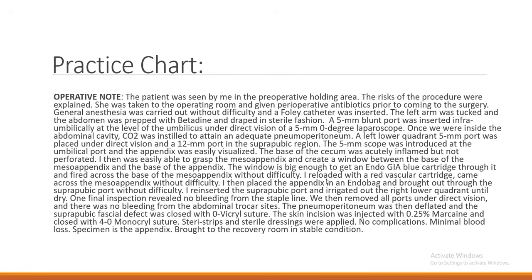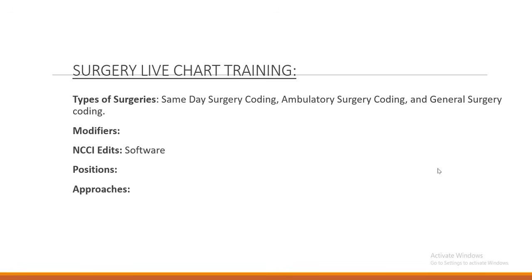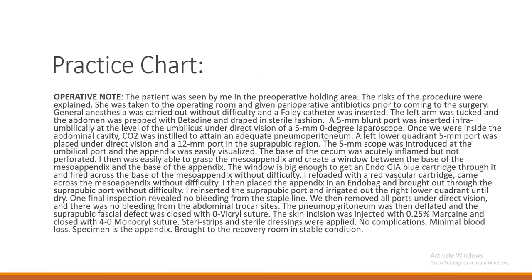I reloaded with a red vascular cartridge and came across the mesoappendix without difficulty. I then placed the appendix in an endo bag and brought it out through the suprapubic port without difficulty. Okay. So here the physician has used the endo GIA blue cartridge, and removed the appendix. He removed the appendix through the suprapubic port. I reinserted the suprapubic port and irrigated the right lower quadrant until dry.